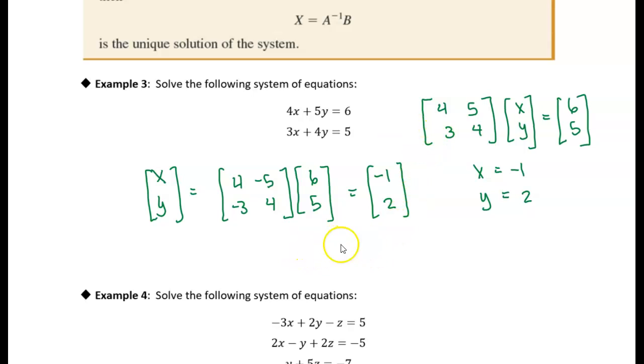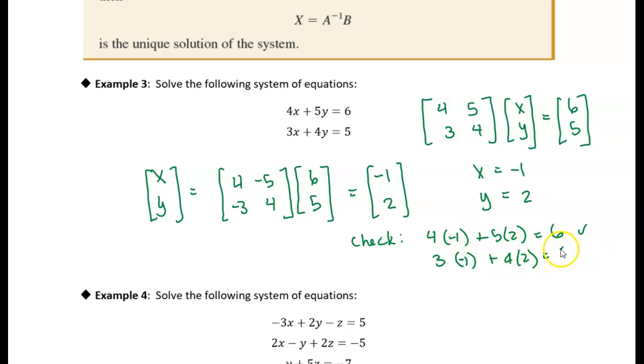Now we can always check it. We can always go back and check if we take these values for x and y and plug them into the original equations, we get 4 times negative 1 plus 5 times 2, and that should be equal to 6. So you can see negative 4 plus 10 is indeed 6. And we can take the second equation, plug in the x and y values that we just found, 3 times negative 1 plus 4 times 2, and it should be equal to 5. So negative 3 plus 8 is indeed 5.